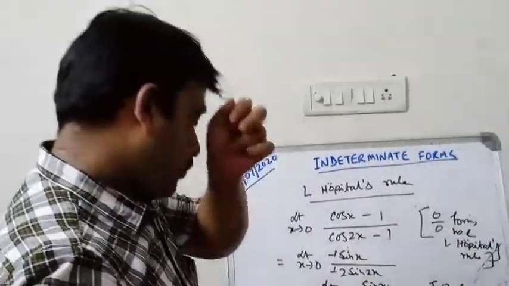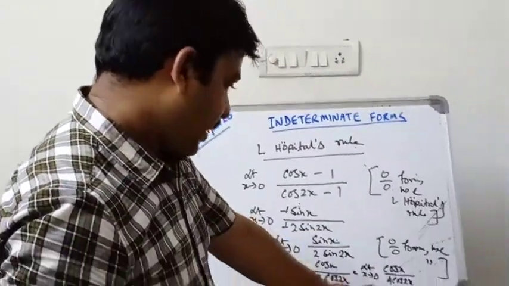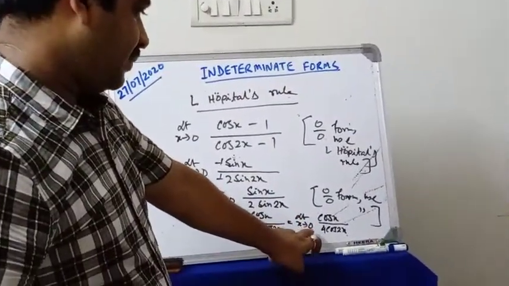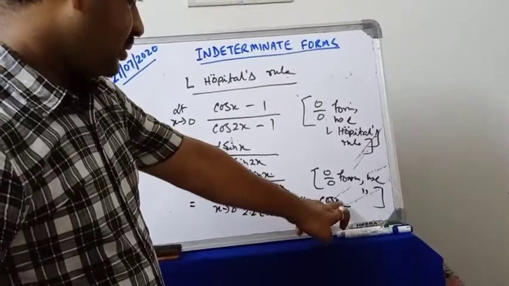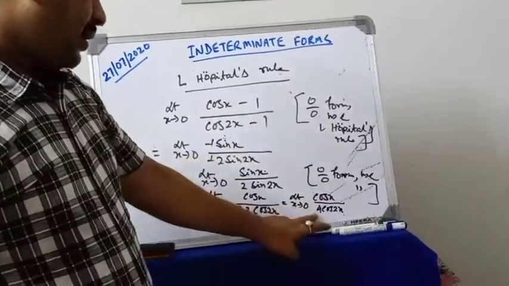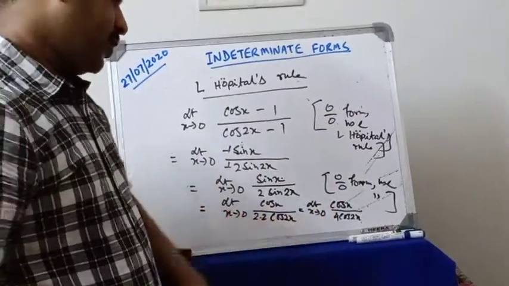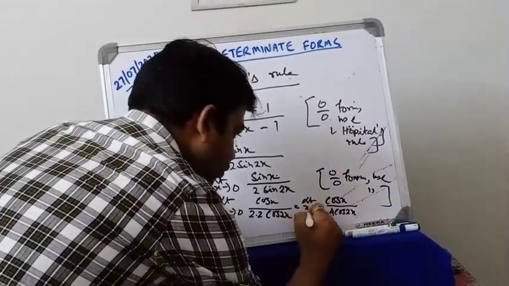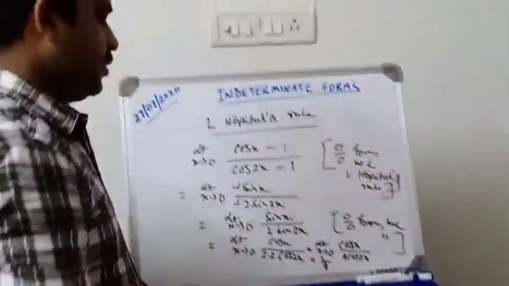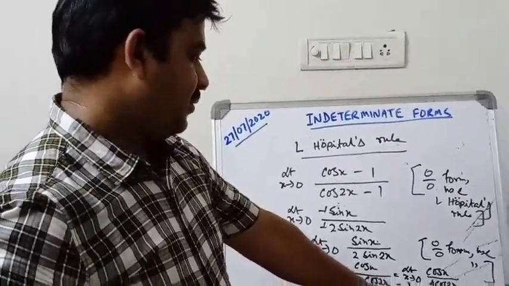Now look, if I put 0 in place of x, it is cos 0, that means 1, by 4 cos 0, that is also 1 into 4, that means 4. So finally it is 1 by 4. So the answer is 1 by 4.